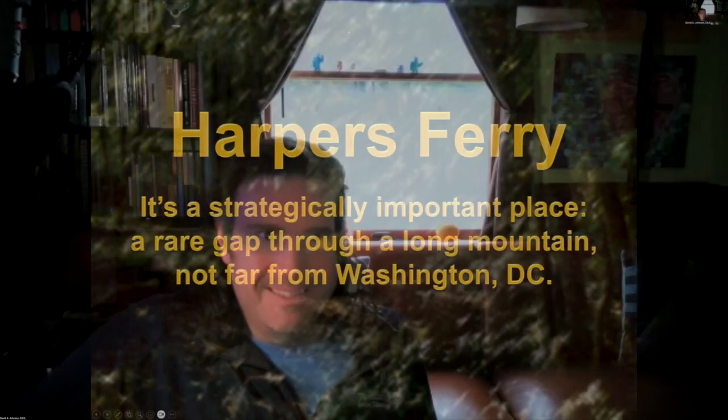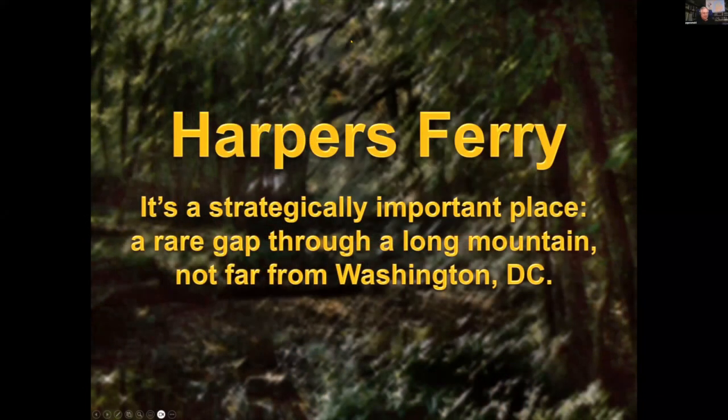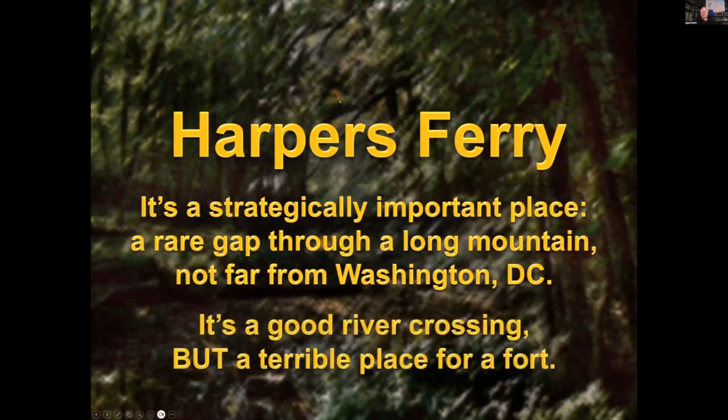I will stop sharing. Harper's Ferry. It's not really about the battles of Harper's Ferry, although there were a lot of them. It's about where Harper's Ferry is and why that rare gap through a long mountain close to Washington, D.C. had so much prominence and eventually became where a guy named John Brown went literally to martyr himself. And he knew there was no way he was going to get out of that alive when he went into that. So, what's going on in Harper's Ferry?